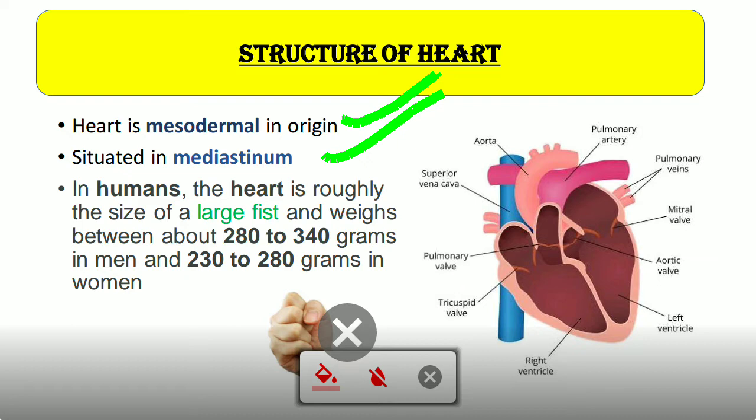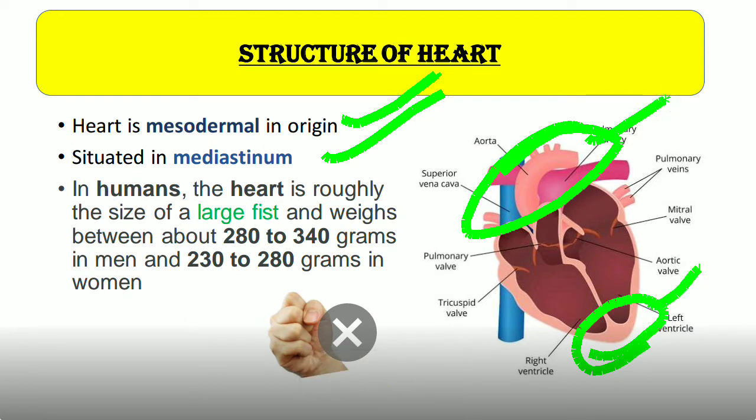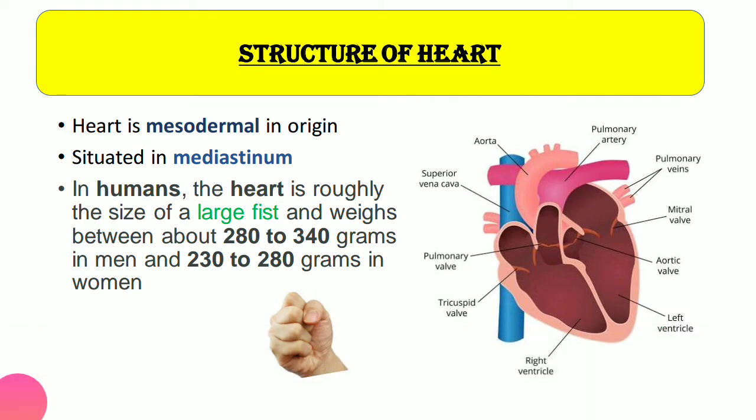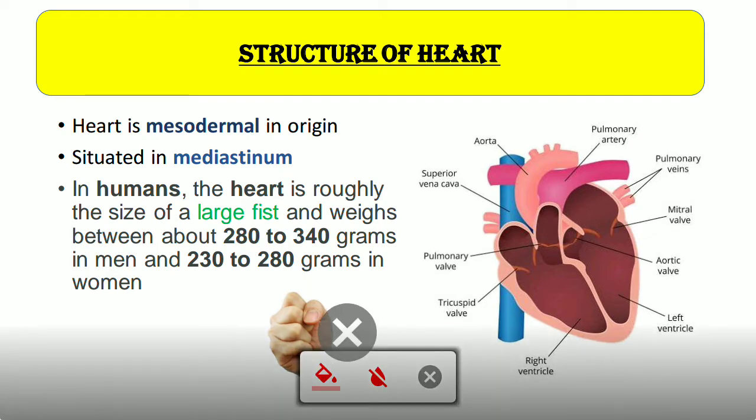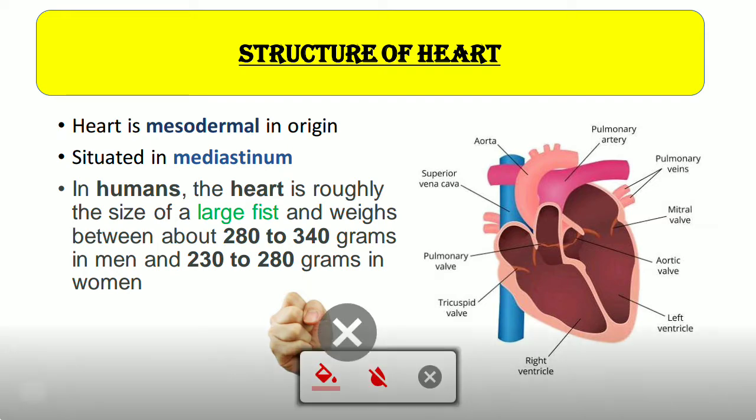One thing you should know, this part is known as the apex, and this part forms the base of the heart. In general we say this is the apex and this is the base, but this is not the base, this one is the base. So you should be clear about this. Now, the human heart is roughly the size of a large fist. The weight of the heart is a little different in men and women: 280 to 340 grams in men and 230 to 280 grams in women.